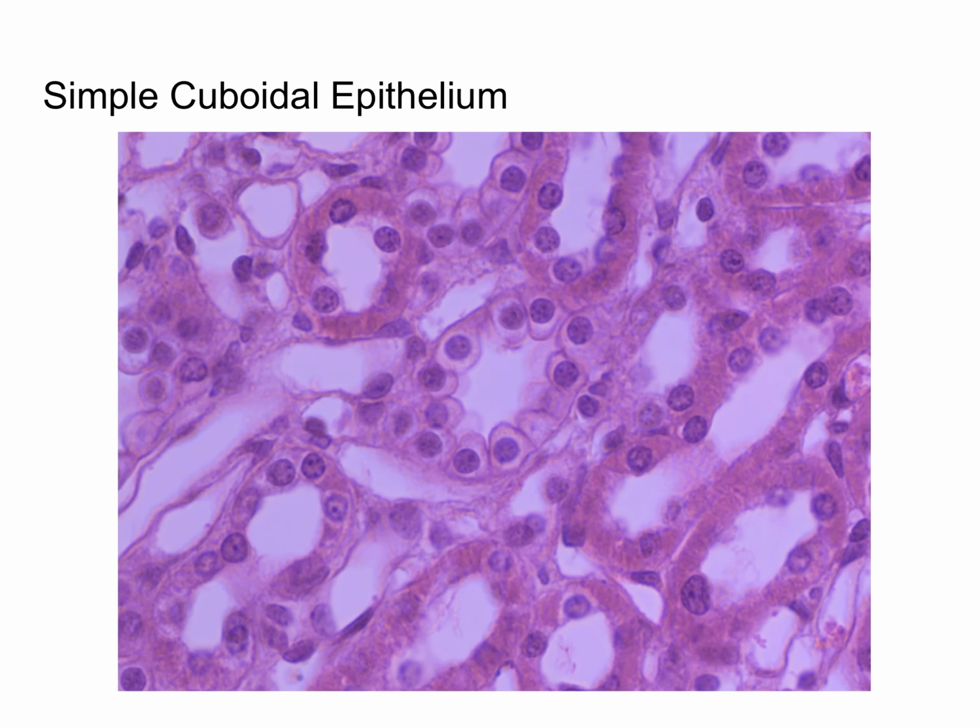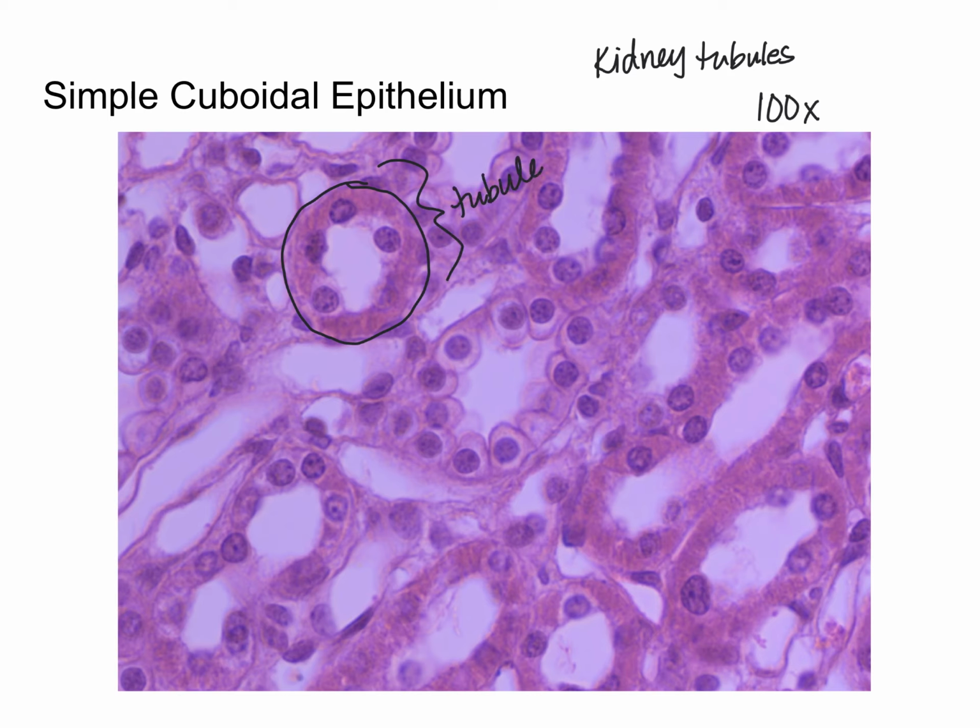This picture is showing simple cuboidal epithelium, and I believe that this is looking at it at 100x magnification. What we're looking at here, I believe, are actually tubules in the kidney. Your kidneys have these tubes that run through them, and that's where the filtration of your body fluids happens. We're looking at a cross section of a tubule. One of these big circles here would be one of those kidney tubules. If we look more specifically at the cells that are making up these tubules, we can see it pretty well on this tubule right here.